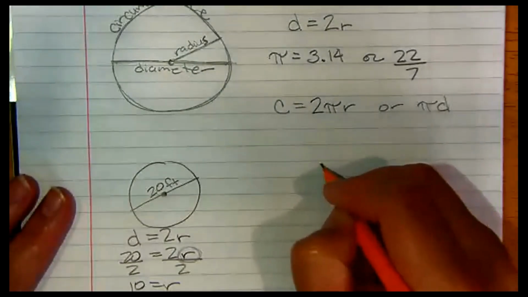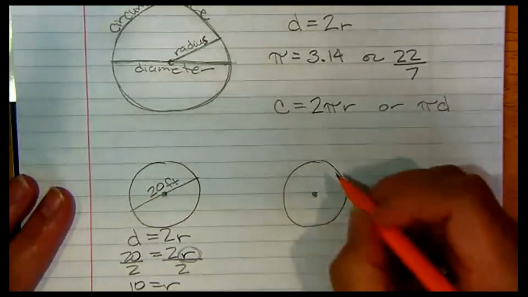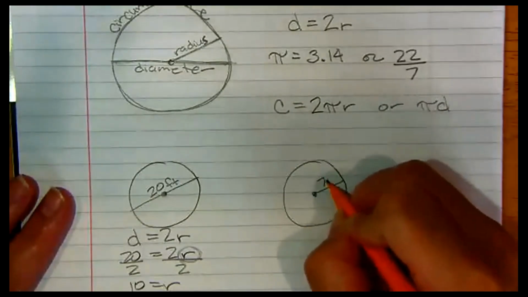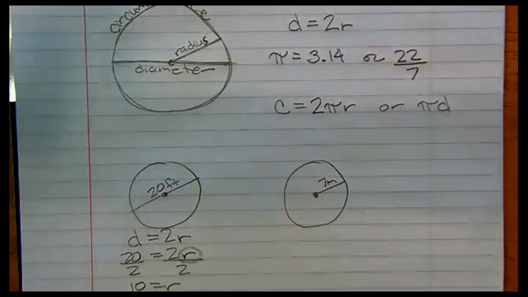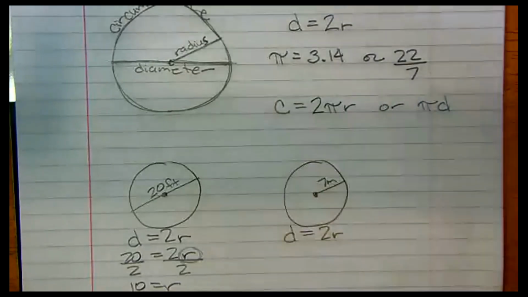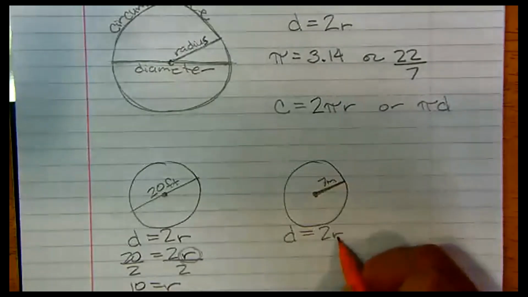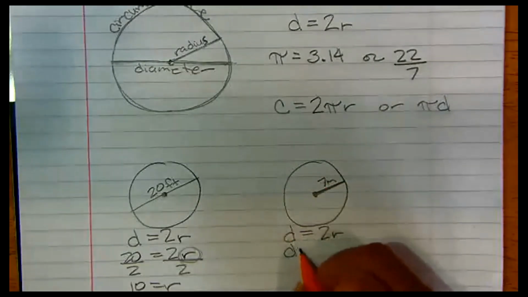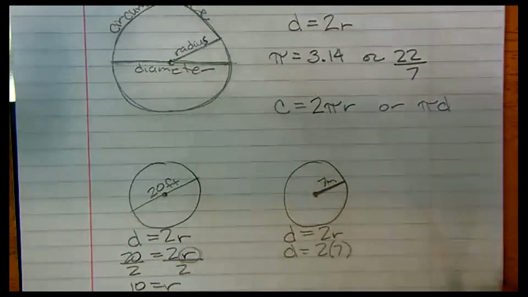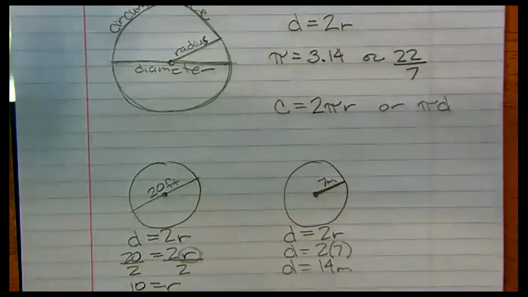So now the book has given us the radius, which is 7 meters, and we want to know what's the diameter. Well, we know that diameter is equal to 2 radius. And since this is a radius, I'm going to plug it in here. Diameter is equal to 2 times 7. The diameter is equal to 14 meters.